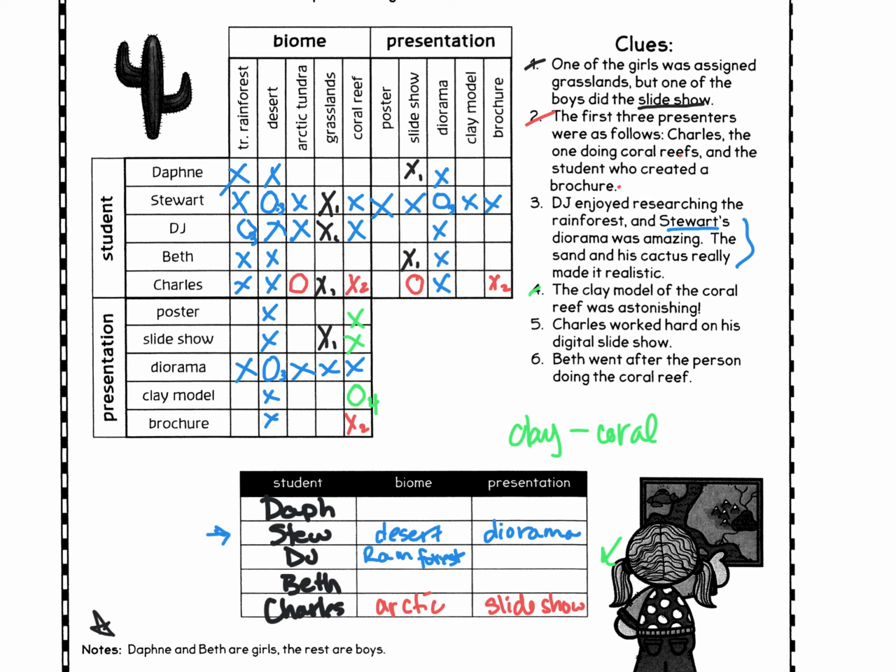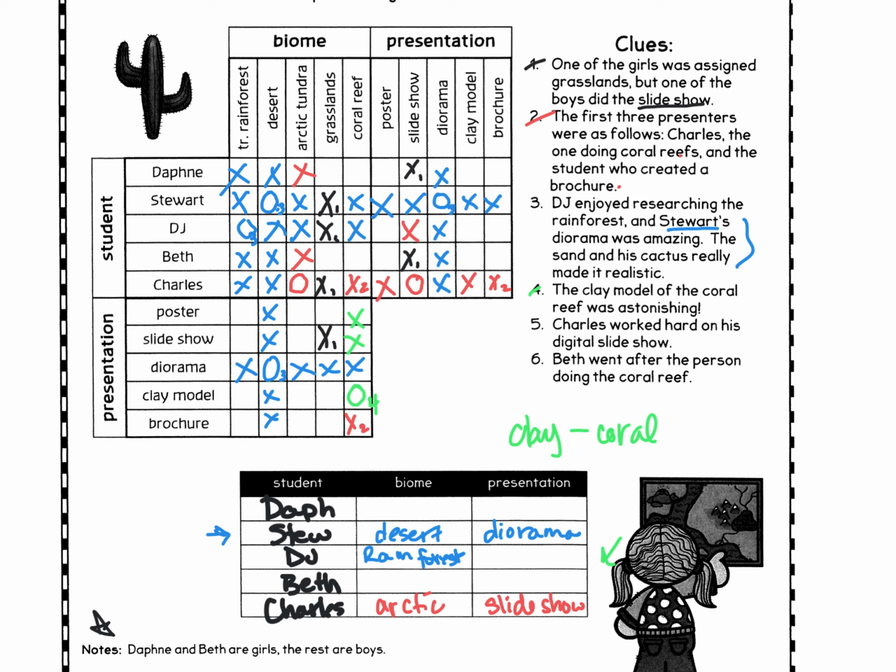All right, so let's clear out columns and rows here if we can. So there's that column for Arctic tundra. Oh my goodness, I can't even say it. Tundra. And then slideshow I know has to be Charles, so we can block off DJ there. And we can block off horizontally under Charles. Okay, now we know all of Charles's information, right? So the Arctic tundra was a slideshow.